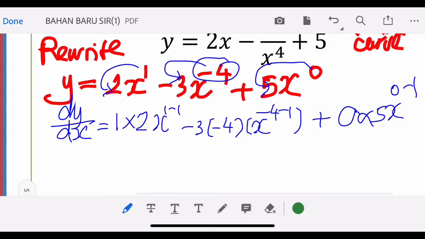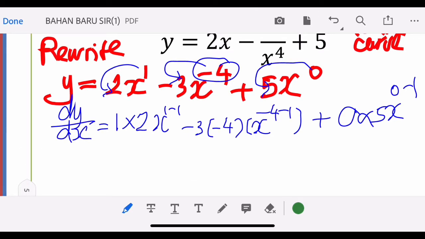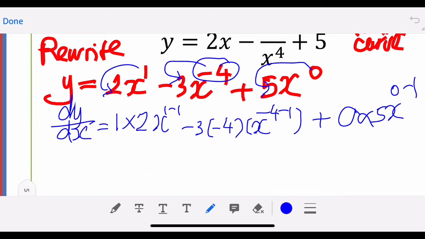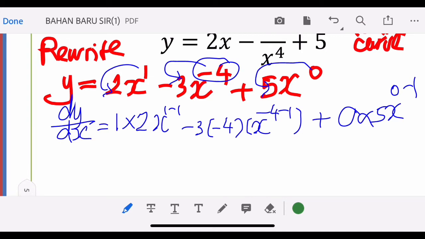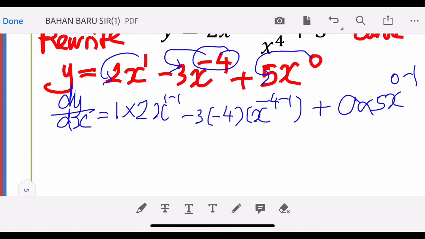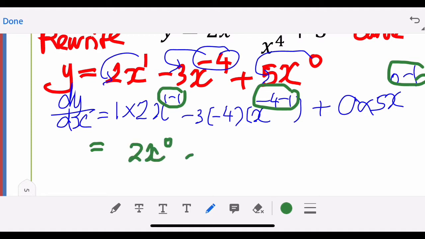So as you can see, when you do the differentiation, you have to follow the power rule step by step, and then you simplify to the simplest form. Alright, so that is so-called dy/dx using the power rule. So basically when you see the power is 1, it will become 0, you go down one step. Negative 4, you become negative 5, and 0, you become negative 1.